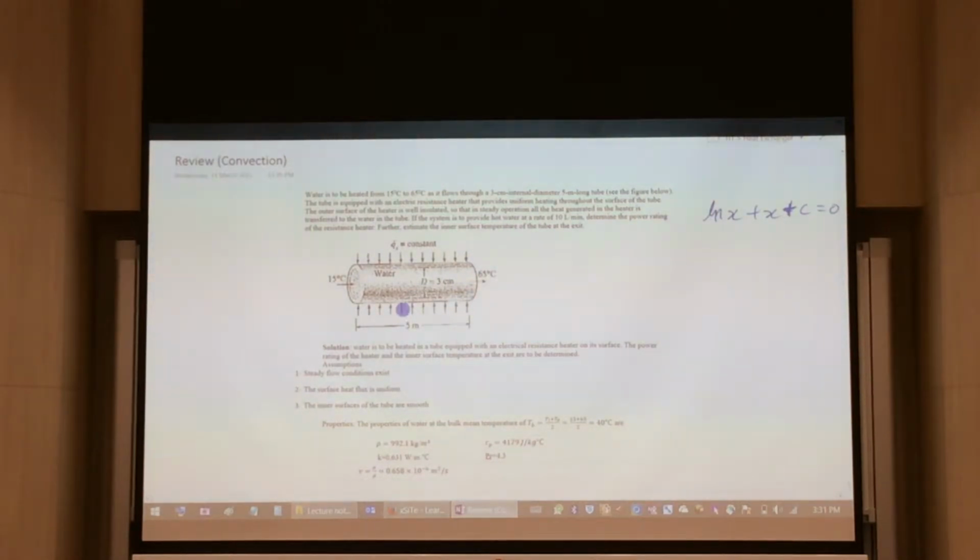So, the outer surface of the heater is very well insulated, so it's applying heat, and all the heat is going radially into this tube. And the system provides hot water at a flow rate of 10 liters per minute. Right, so later on, we need to do some conversion. Determine the power rating of the resistance heater, meaning find out this value, and estimate the inner surface temperature of the tube at the exit.